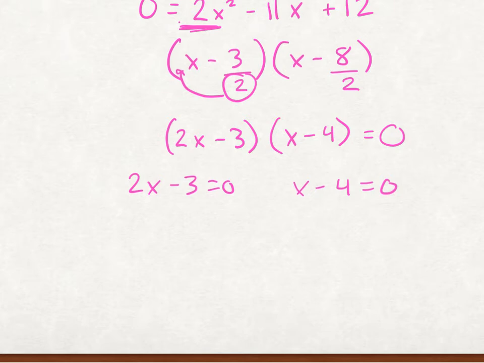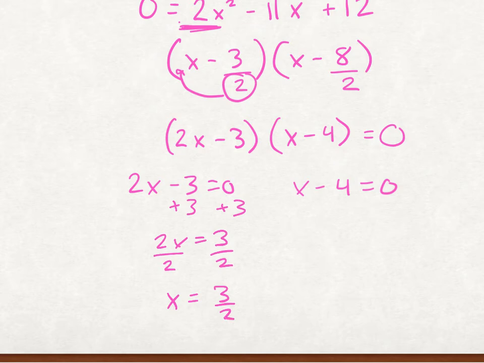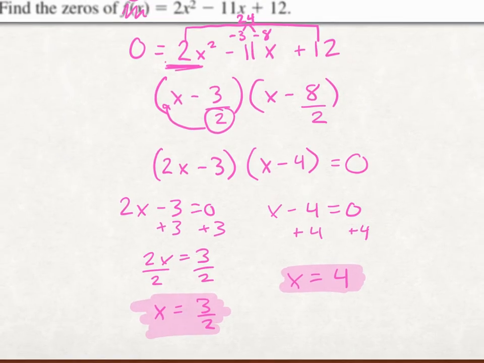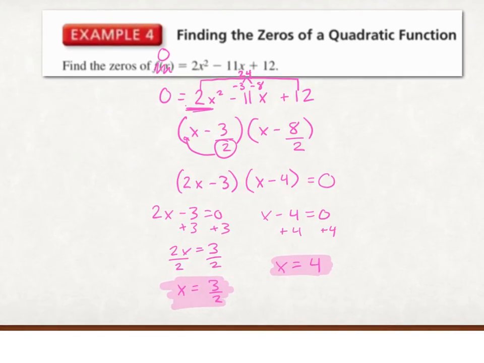2x minus 3, we need to add 3 to both sides. So 2x is equal to 3, and then divide by 2. X is equal to 3 halves. And then for x minus 4 is equal to 0, we add 4 to both sides, and x is equal to 4. So these are two solutions to our function. These are two zeros of the function.